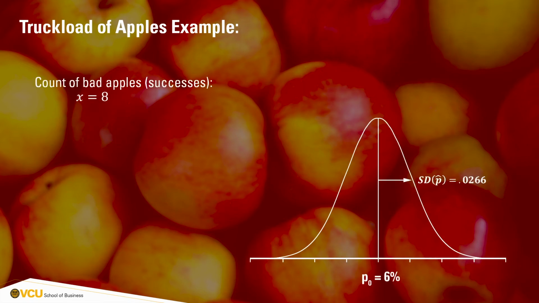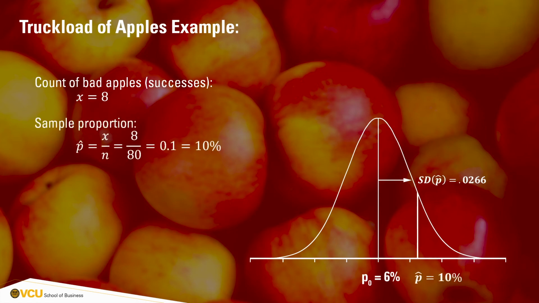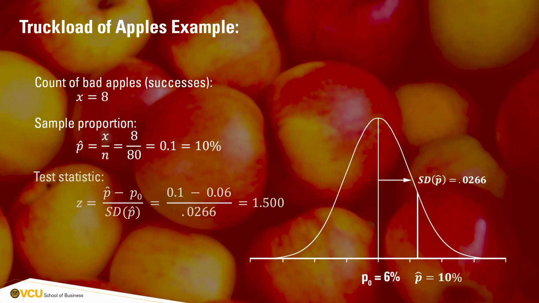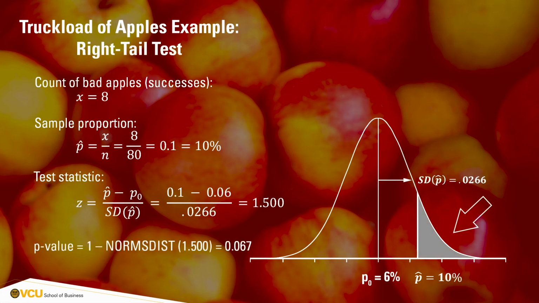If we suppose to tally 8 bad apples out of the 80 in the sample, then the sample proportion is equal to 0.1 or 10%. We can now locate the sample proportion on the sampling distribution by calculating the test statistic, which is the z-score. Plugging in the values, we obtain a z-score of 1.5. Because the alternative hypothesis has the inequality greater than, this qualifies as a right-tail test, as the p-value will only be in the area to the right of the sample proportion.